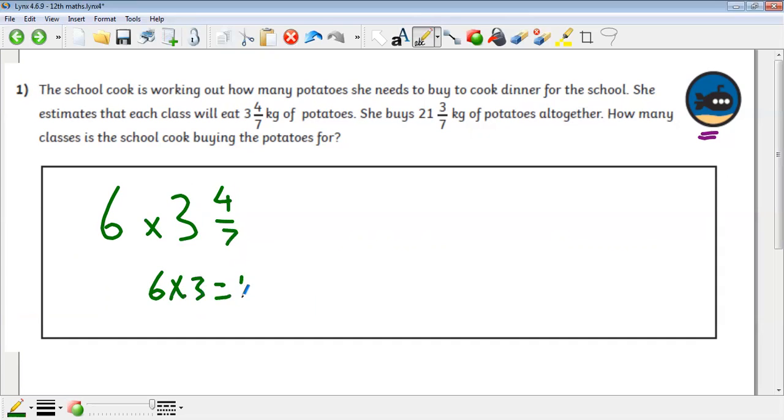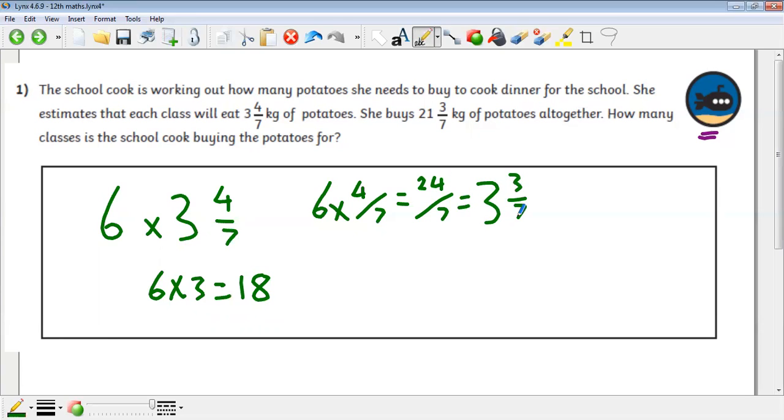6 3s are 18. 6 lots of 4/7 are going to be 24/7, which is 3 3/7. Pop those together. So, okay, you could do 21 3/7 divided by 3 4/7, but that would be a lot trickier.